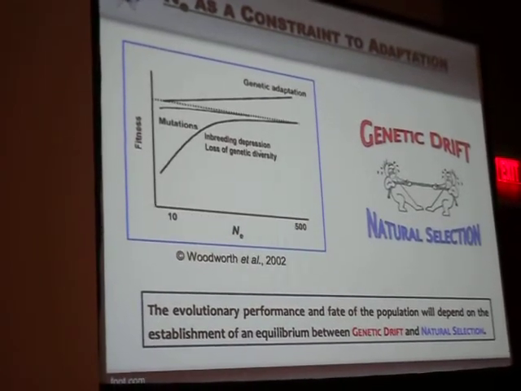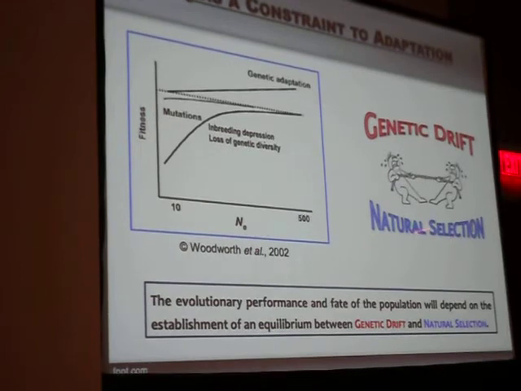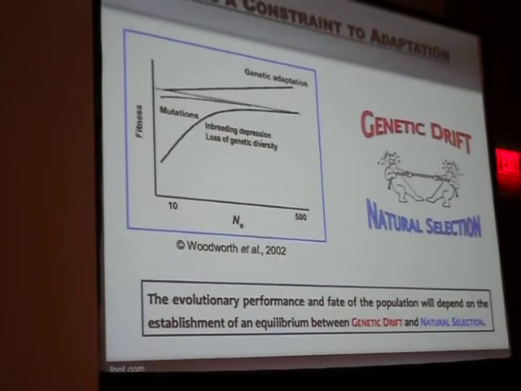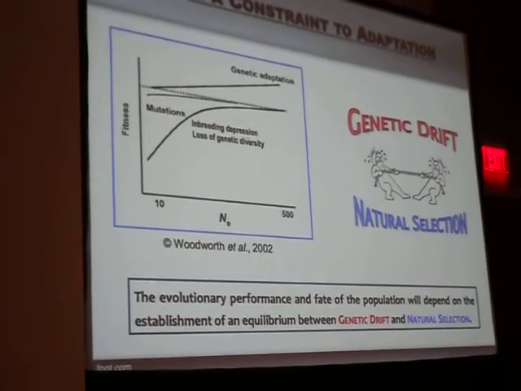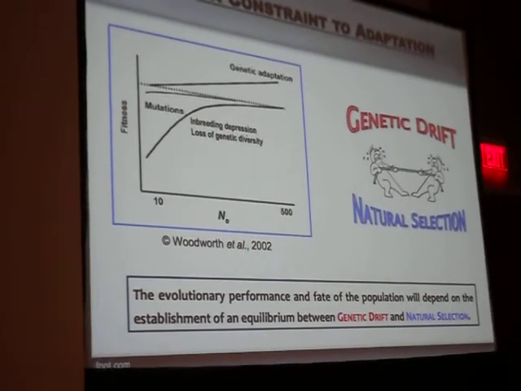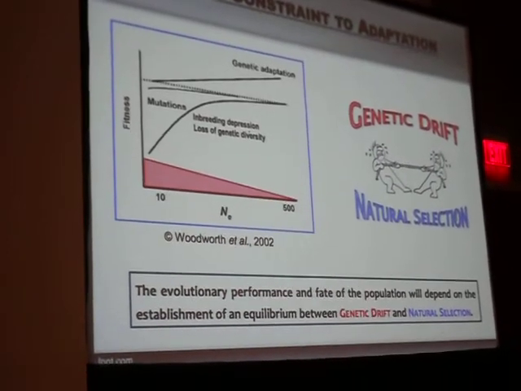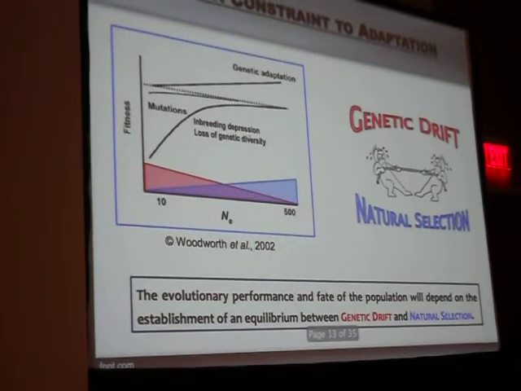So the evolutionary performance and fate of a population will depend on the equilibrium established between genetic drift and natural selection, being genetic drift stronger at smaller sizes, and natural selection effect stronger at larger sizes.